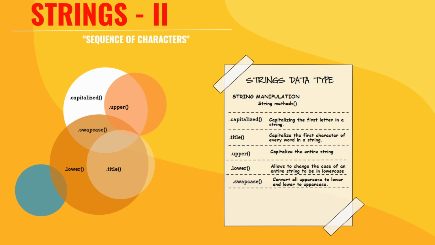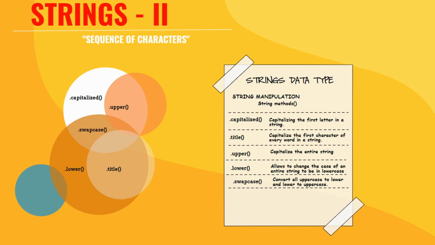Strings are sequences of characters enclosed within quotes, and we can manipulate them in various ways, such as converting the entire string to upper or lowercase, as well as capitalizing the first letter of each word. One essential point to remember is that strings are immutable, meaning that any modification to a string creates a new Python object in the memory.